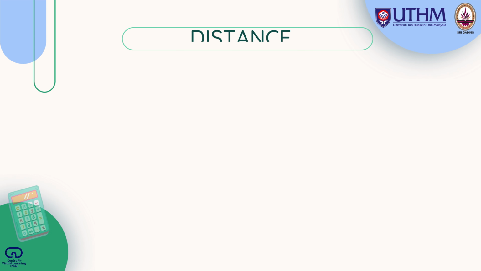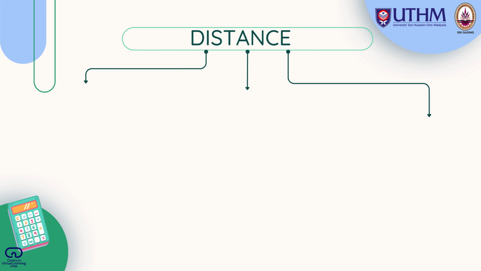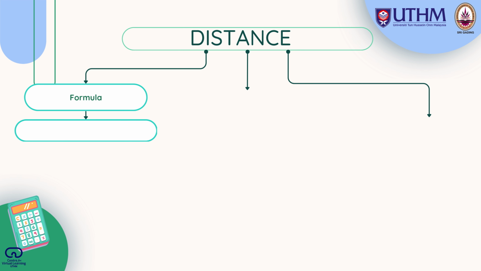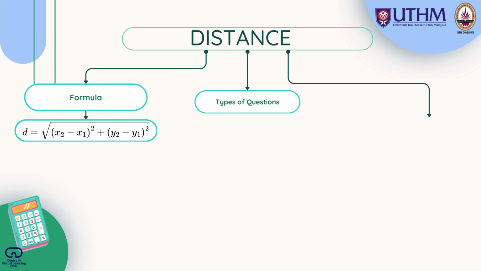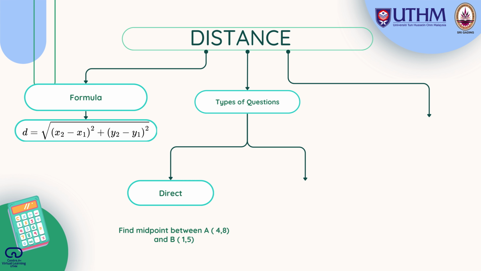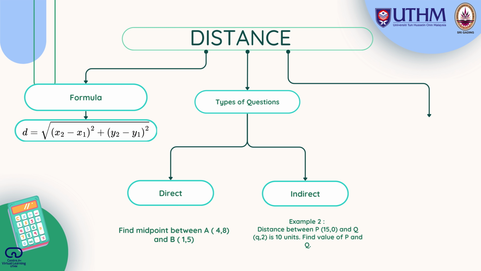Let's get into it. When learning about distance, we divide it into 3 parts. First, the formula. This formula calculates the distance between 2 points on the Cartesian plane. Here, x1, y1 and x2, y2 are the coordinates of the 2 points. Second, the types of question. Direct questions, where you are asked to calculate the distance directly, and indirect questions, where the distance is given and you have to find the missing value.